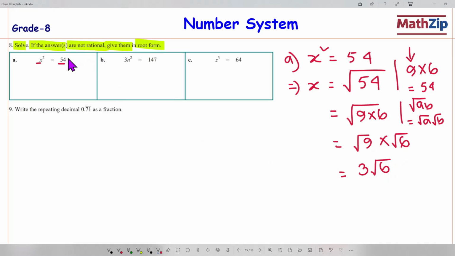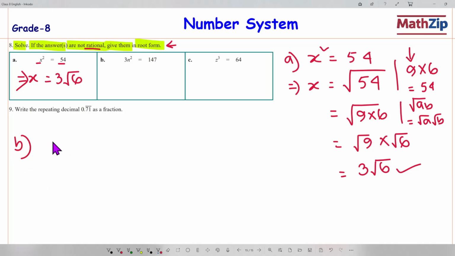Look, this question already mentioned if the answers are not rational. So root 54 is not a rational number. So we are making this a root format, which is 3 root 6. So our answer is x equals 3 root 6. Very simple. Number A done.